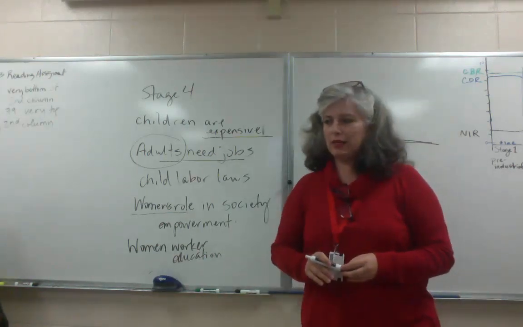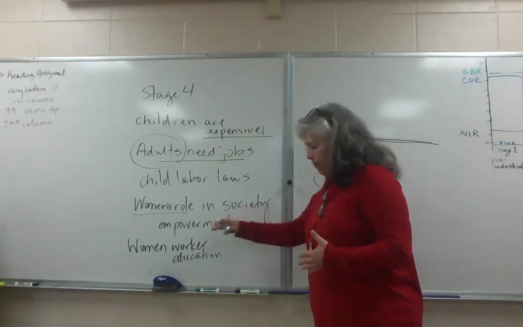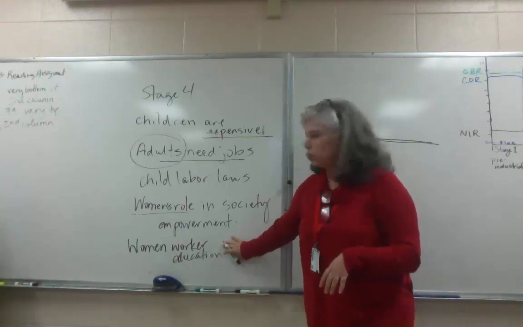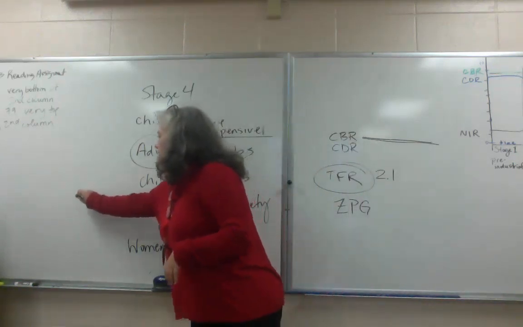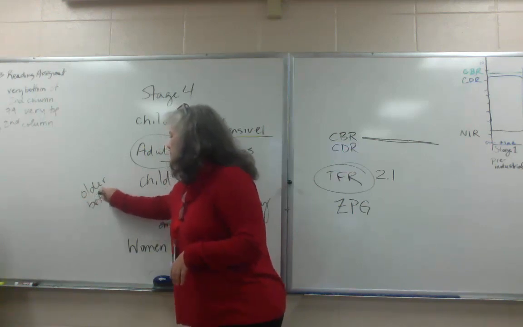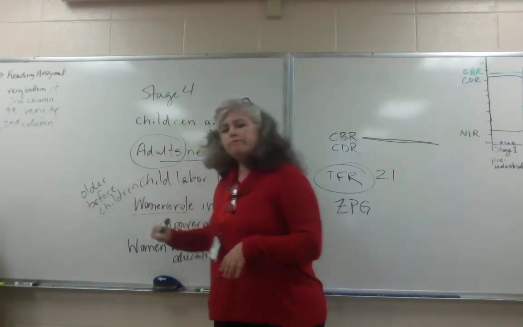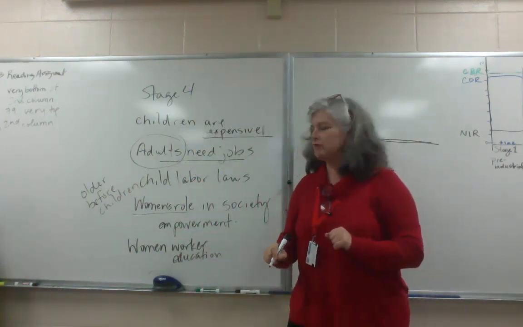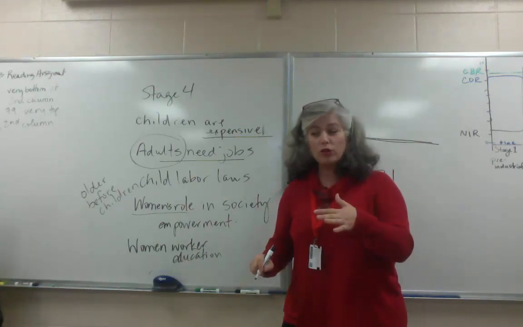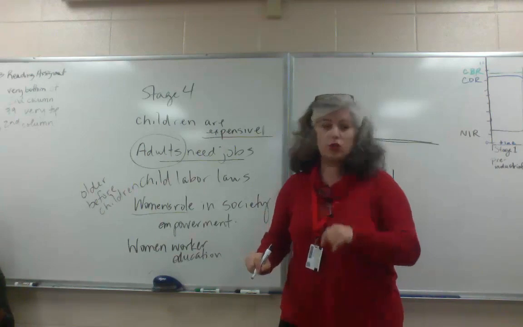You see this transition from baby maker to career person. Women are older, typically, before they have children. In stage 4, they're older. They are more educated. Because they're older, do you think they're having more children or fewer children? Fewer is the correct answer.